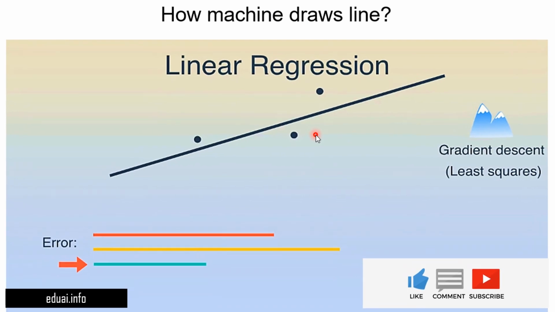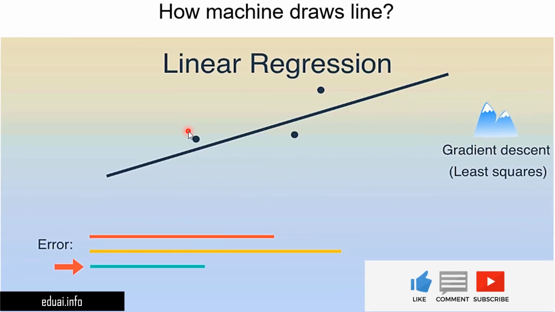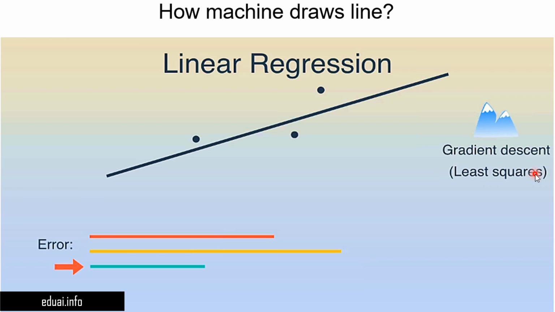And what is the algorithm that is used behind the scenes to calculate the value of theta 0 and theta 1? The algorithm is called gradient descent. So this is the specific algorithm to calculate the value of theta 0 and theta 1 to reduce the error in linear regression. Linear regression is to draw a line, but to calculate the value of theta 0 and theta 1 to reduce the cost, we are using gradient descent. Linear regression is using the gradient descent algorithm internally.